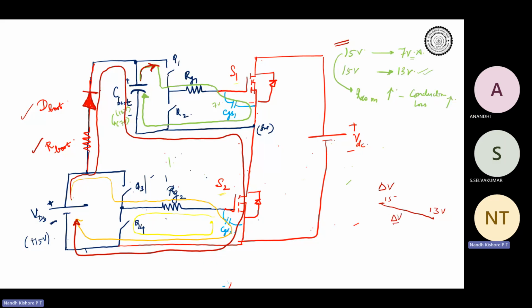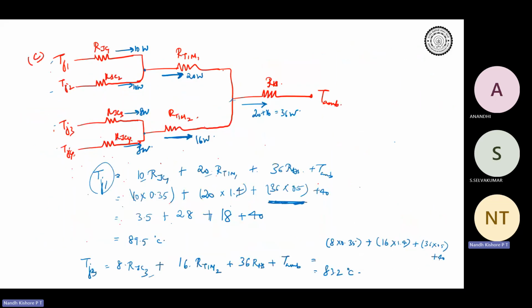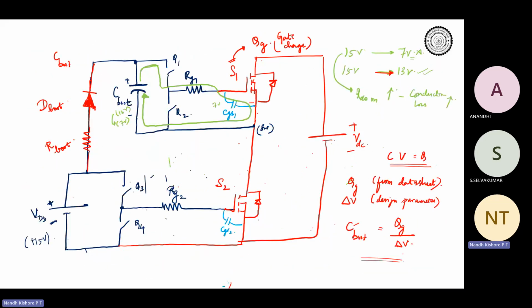So we will know what the delta V is. This is the design parameter. I will fix that delta V should not be more than 2 volt, or delta V should not be more than 1 volt, like that. Once that is known, from the device data sheet, I will know what QG is. So with these two pieces of information, I will design C boot as QG divided by delta V, right? Simple expression. That is what we did, right? C boot is QG by delta V, based on how much you want it to discharge and what the QG is. Based on that, you will design C boot.